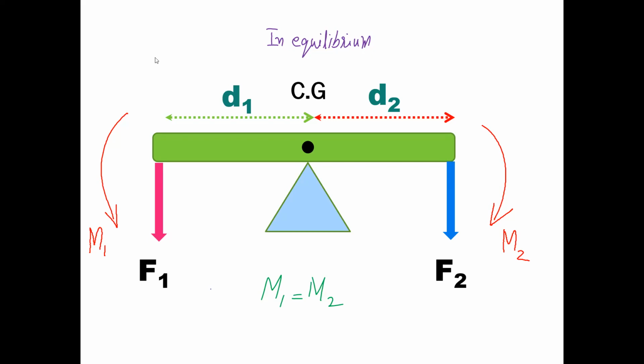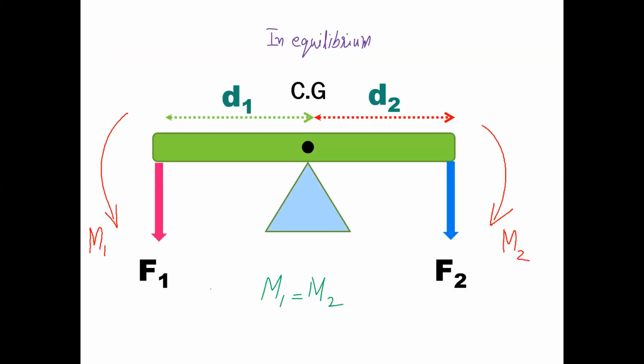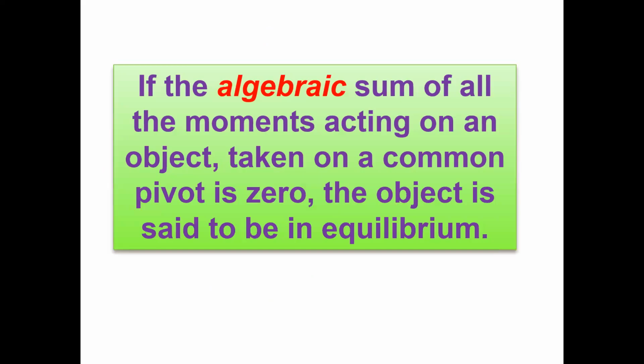So in equilibrium, the two moments are equal. When a pivoted object is in equilibrium, the sum of clockwise moments is equal to the sum of anti-clockwise moments. This is another statement. You can preferably use this one.